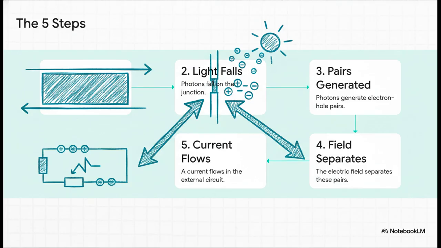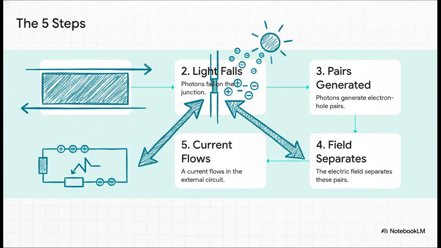Step 2, light, made of photons, streams through that window and hits the junction. Then step 3, those photons smack into the material and create what we call electron hole pairs. They basically free an electron, leaving a little positively charged gap or a hole. Step 4 is where the reverse bias comes in. The electric field it creates acts like a super strong magnet, grabbing those pairs and ripping them apart, pulling electrons one way and the holes the other.